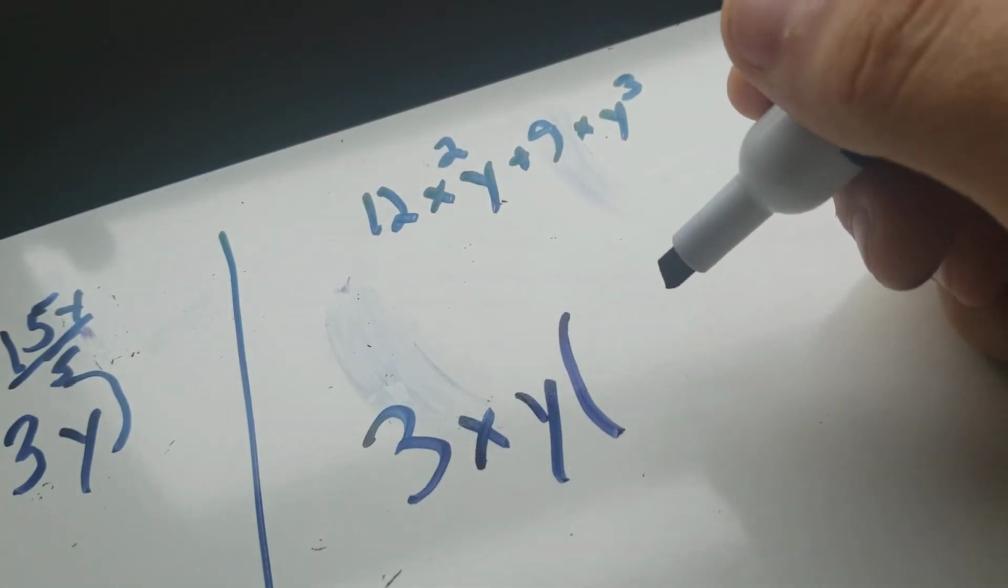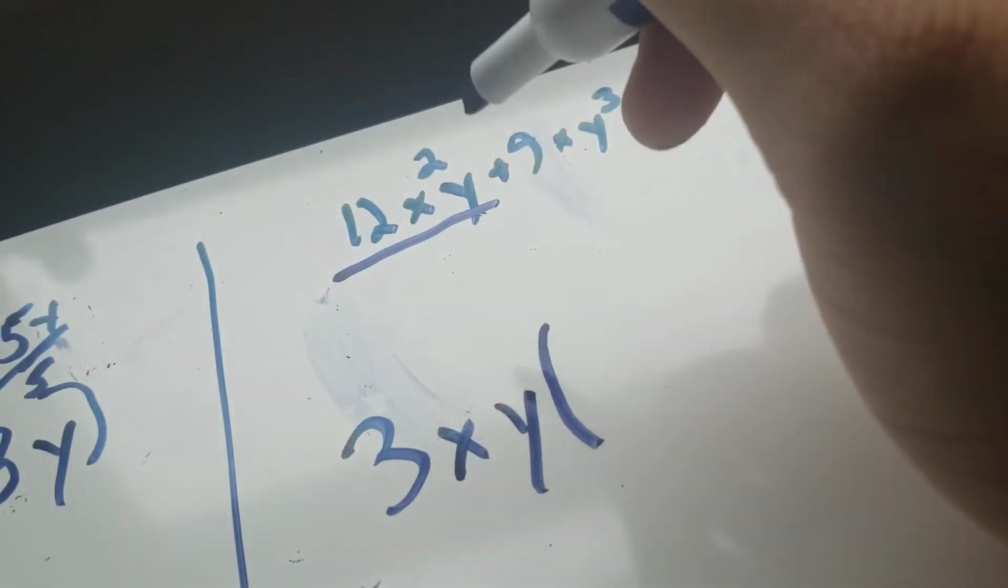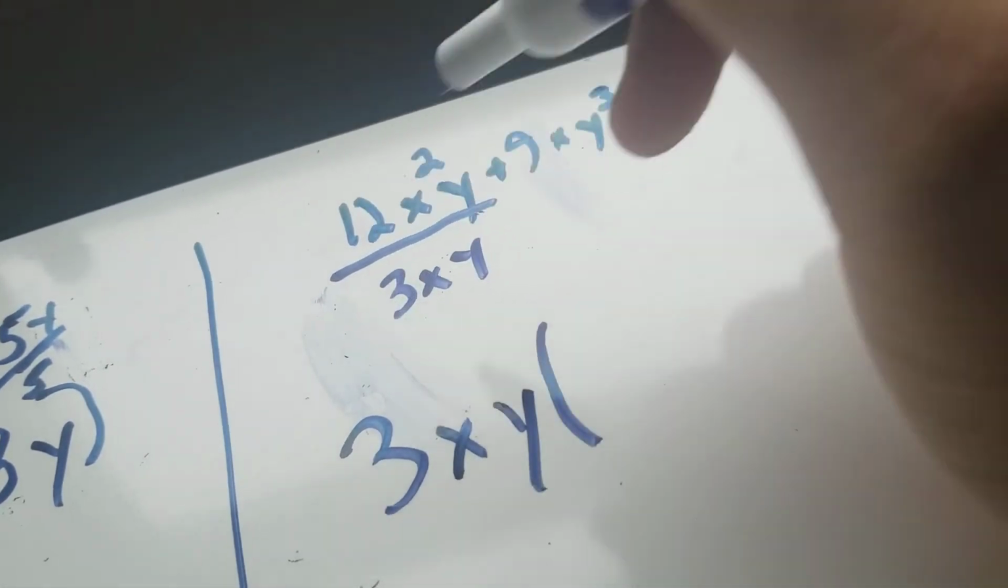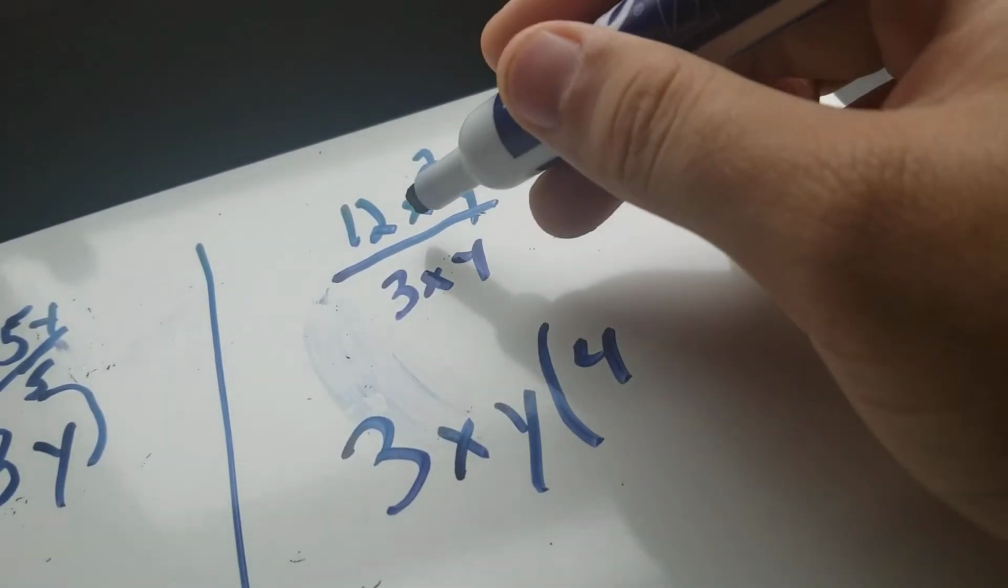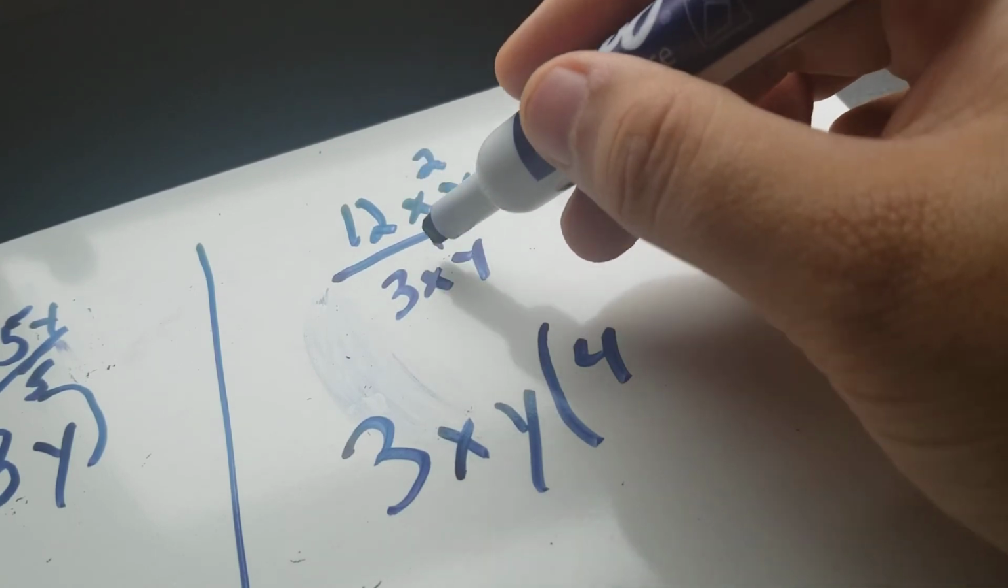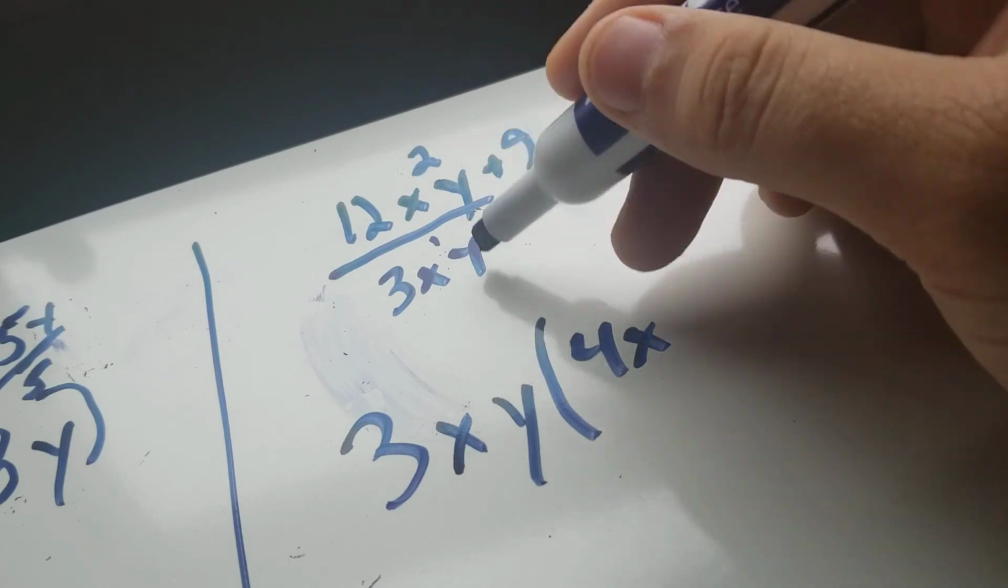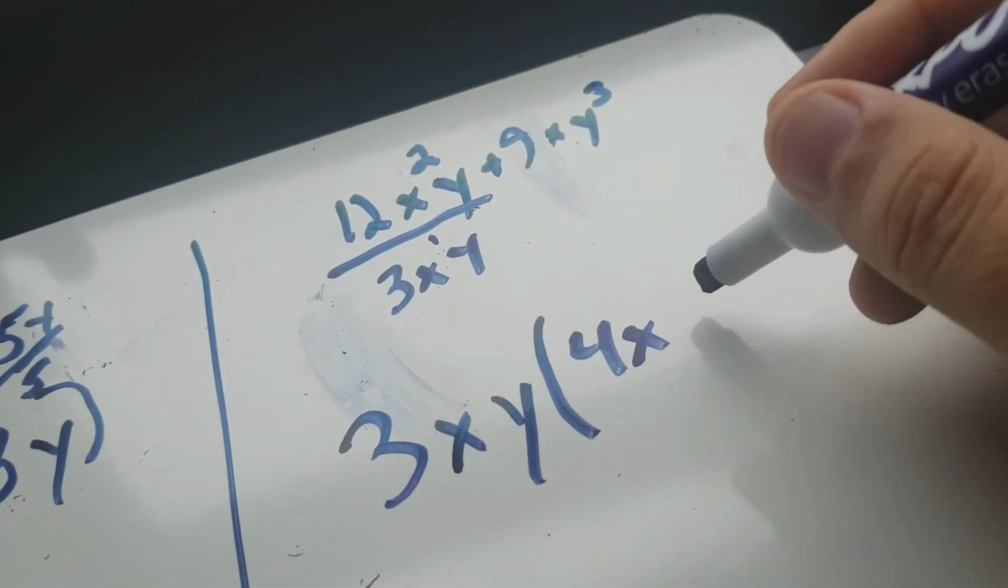Let's start our parenthesis. So now I'm going to divide both of these by 3xy. Well, 12 divided by 3 is 4. X squared divided by x, you subtract the exponent. So 2 minus 1 is just x. And then y over y is the exact same thing, so you don't need to write that.